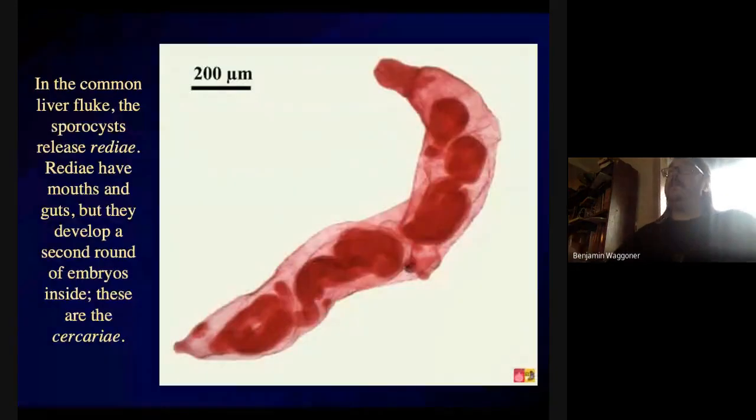So there from the liver fluke, that's a redia. The mouth is up at the upper end of it. Inside the redia, you have a bunch of cercaria developing inside.